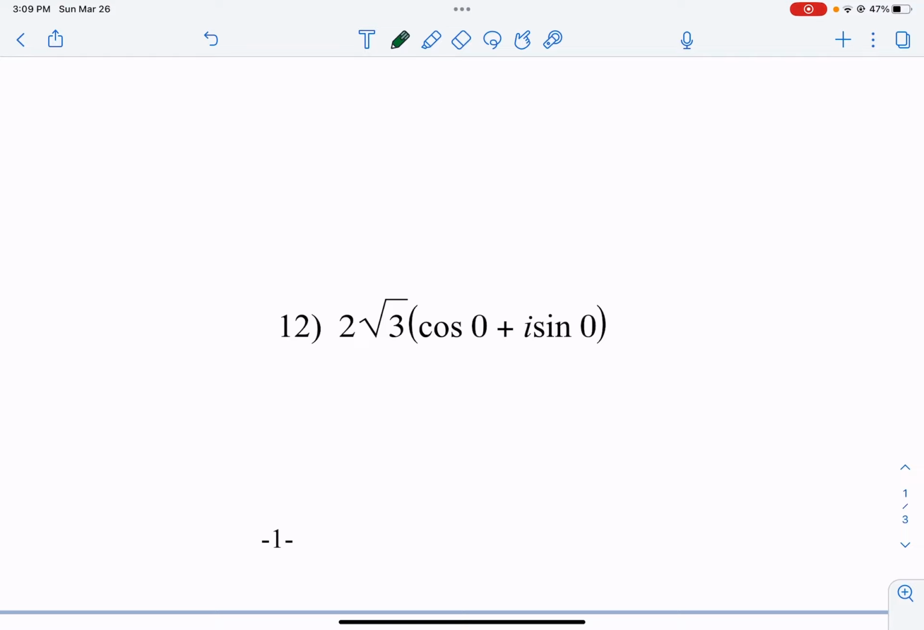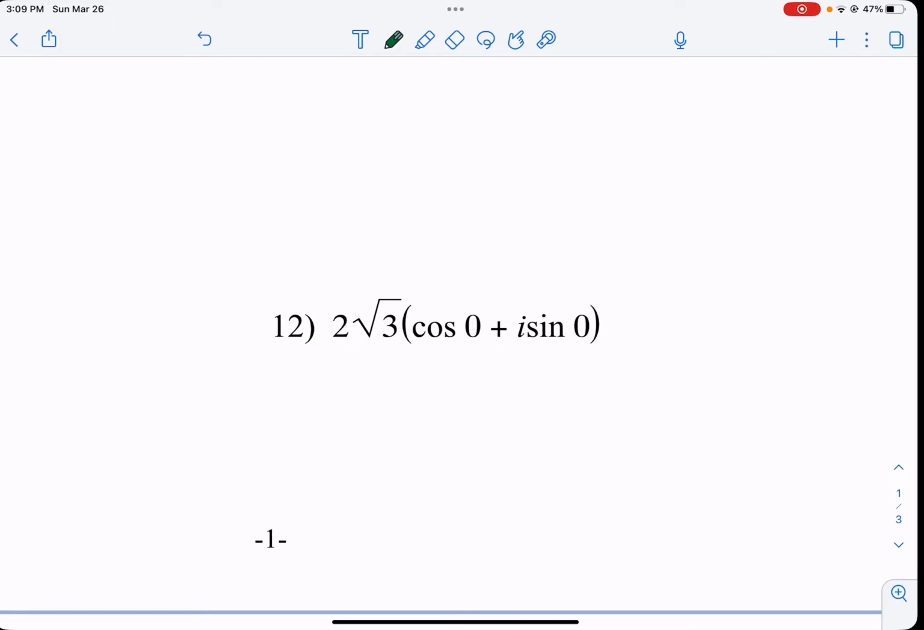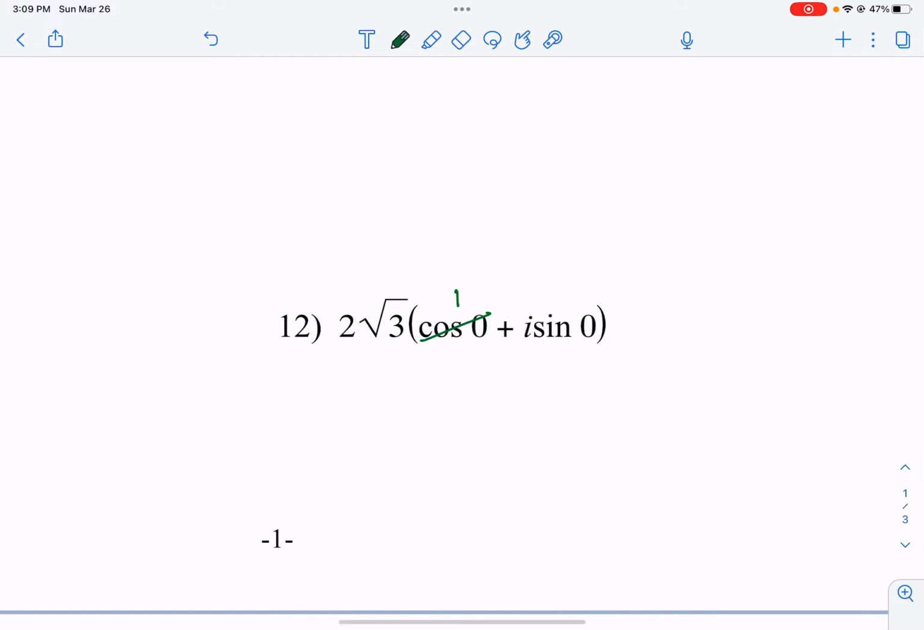So 12, how do we get this to be rectangular form? Well, you literally just evaluate the sines and the cosines and then sort of multiply everything out. Right? Cosine of 0, we know that's equal to 1. Sine of 0, we know is equal to 0. Right? So this turns into 2 square root of 3 times 1 plus i times 0. Well, i times 0 is just 0. Right? So really, we just have 2 square root of 3 times 1 plus 0, which is just 2 square root of 3. And that's my final answer.